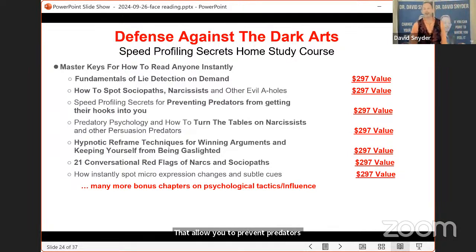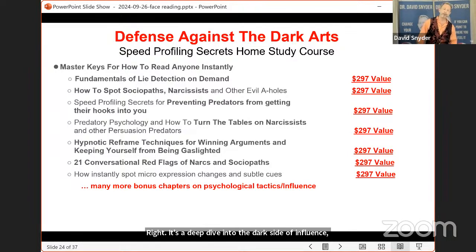We're going to teach you the ins and outs of predatory psychology. In other words, how do these people select their victims? How do you take yourself off the menu? And most importantly, how do you turn the tables on the narcissists, the Machiavellians, the dark triads, the sociopaths, and other forms of character disturbed persuasion predators, right? It's a deep dive into the dark side of influence so that you can emerge on the other side, on the side of the angels.